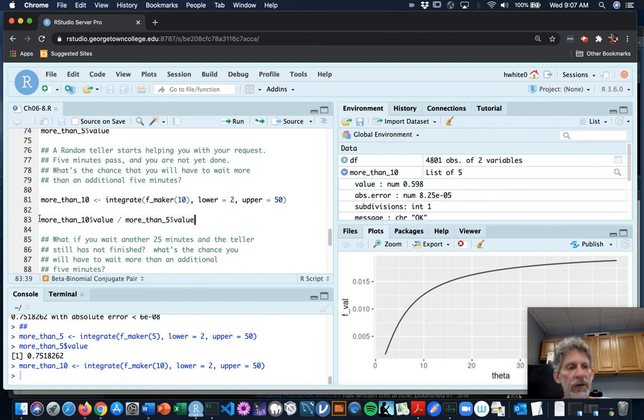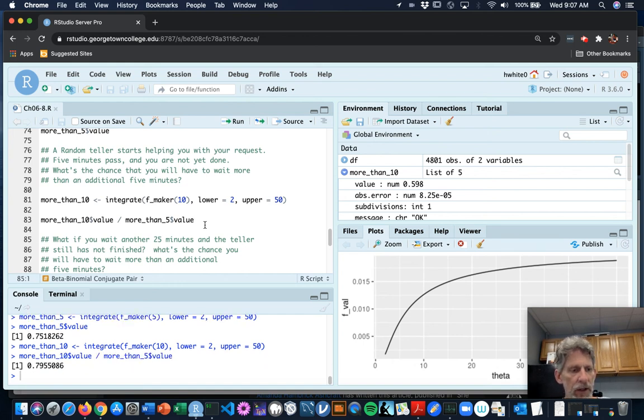So you're taking yourself back to time 0 before you're assigned a teller. You get your probability of A and B, and you get your probability of B, and that ratio is what you want. So I'm going to compute it here. Given that you've been waiting more than 5 minutes, there's about a 79.5% chance you have to wait more than another 5.